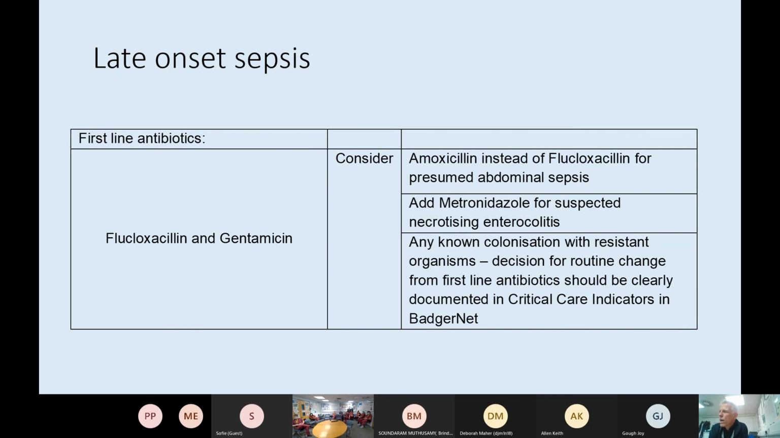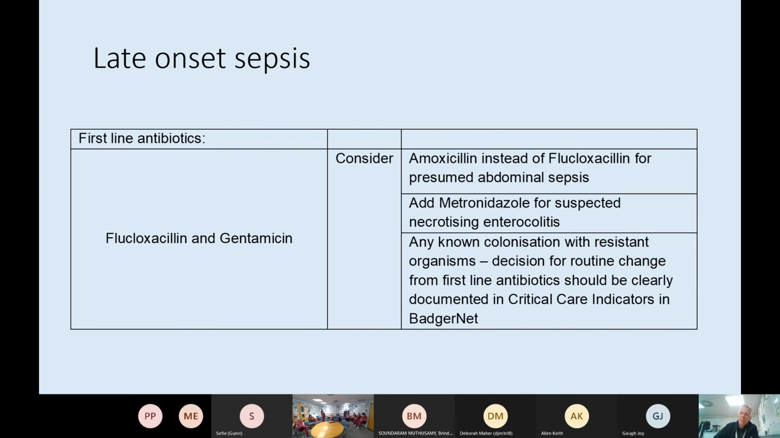Does anyone know why we might choose amoxicillin instead of fluclox when you're dealing with the gut? To cover enterococcus. Enterococcus, absolutely right. The clue's in the name, enterococcus, and we do get a few enterococcal septicaemias every year. So it's definitely something to be aware of.